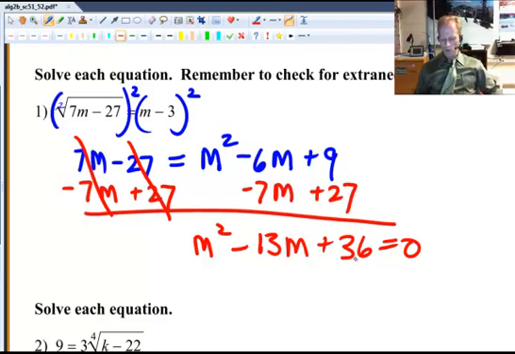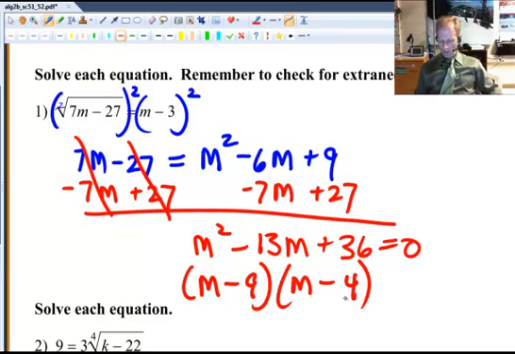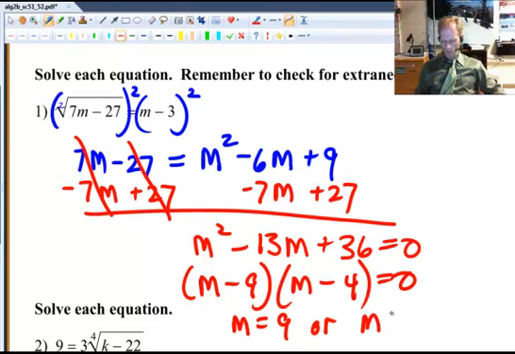Now I need two numbers that multiply to be 36 and add up to negative 13. Well, that's 9 and 4. That means my solutions are m equals 9 or m equals 4. At this point I need to check to make sure that neither of those is extraneous.